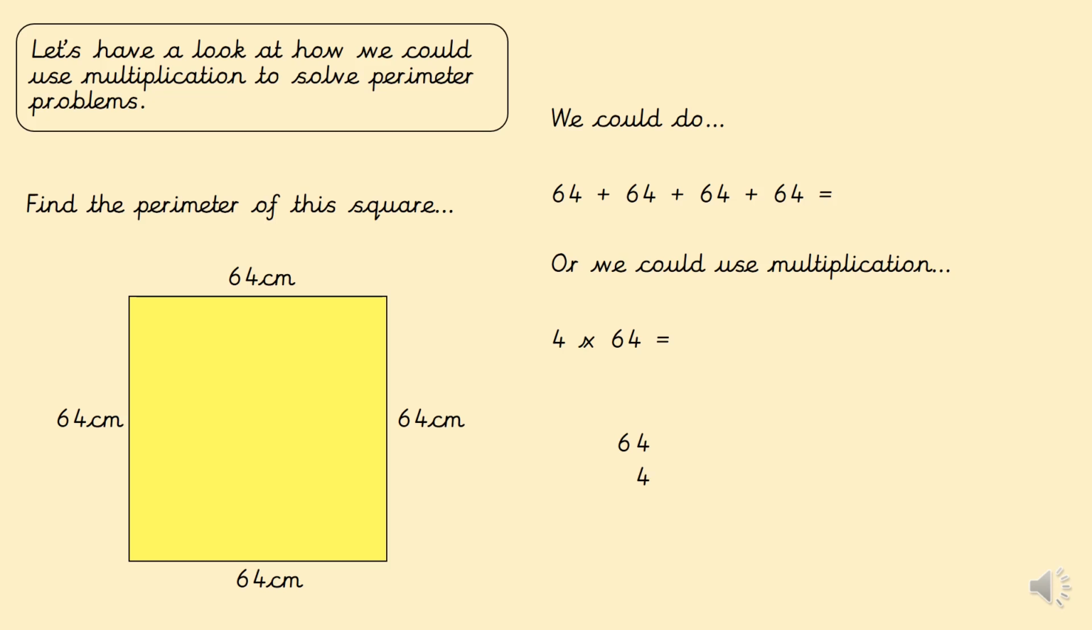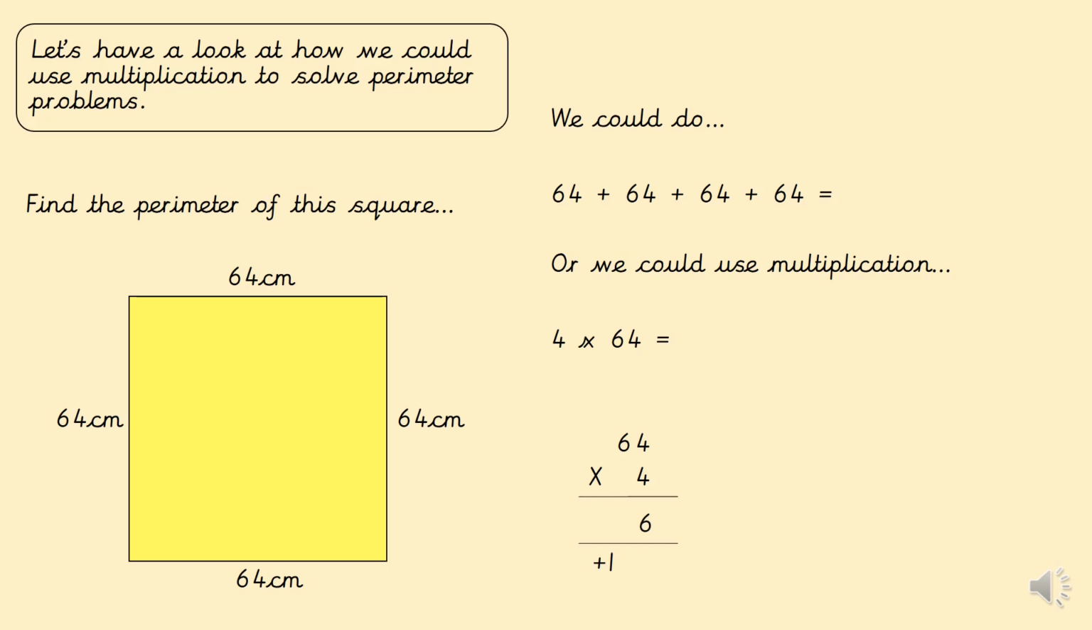64 times by 4. Our first step is to do 4 times 4. Now 4 times 4 is 16, but I can't write 16 in my 1s column, so I'm going to put my 10 underneath my 10s column for later, and I'll put my 6 1s in my 1s column.